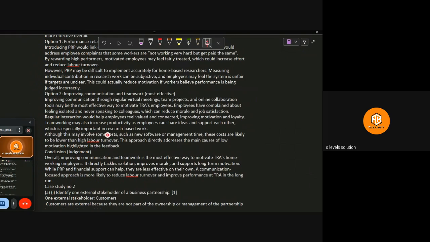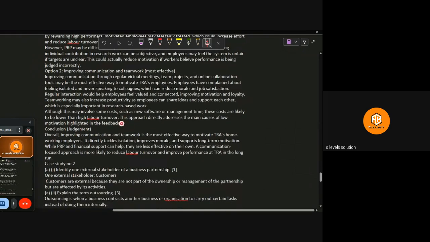Although this may involve some cost, now we need to evaluate this. So we can say that the cost is there, such as new software or management time. Because if you are conducting a virtual meeting, you have to give it proper time, and then again, it's difficult to manage. And these costs are likely to be lower than the high labor turnover. So this approach directly addressed the main cause of low motivation highlighted in the feedback, which we saw in the case study. So basically, we need to align our whole answer with the case study's information.